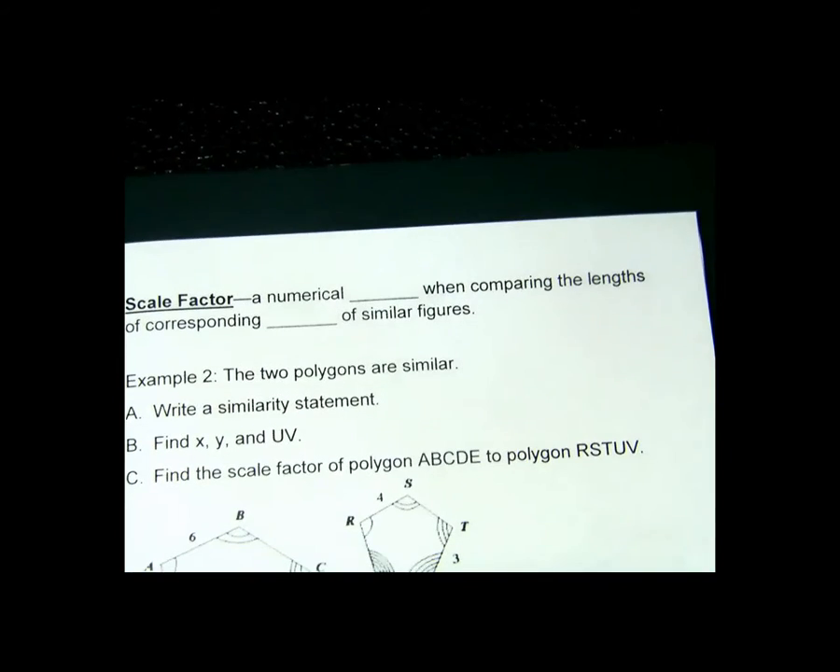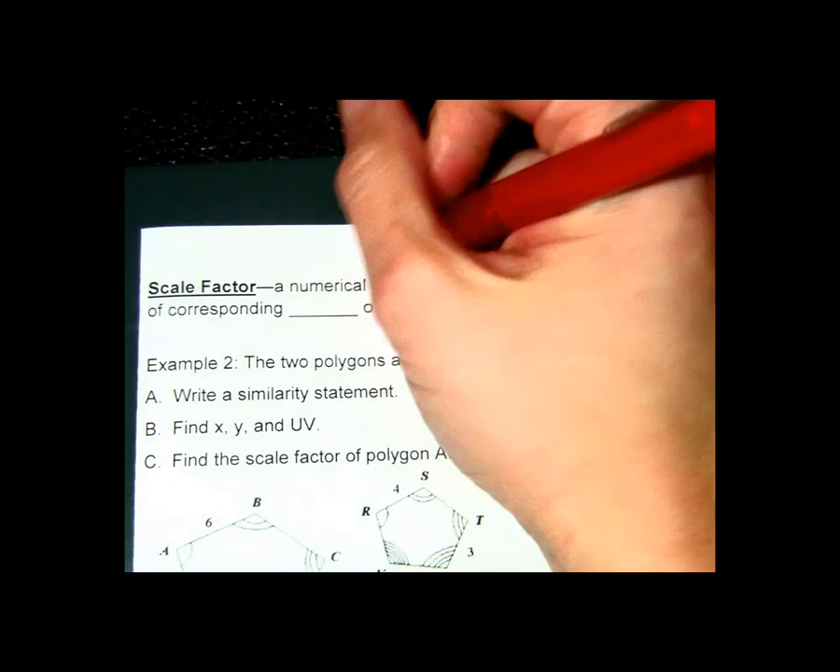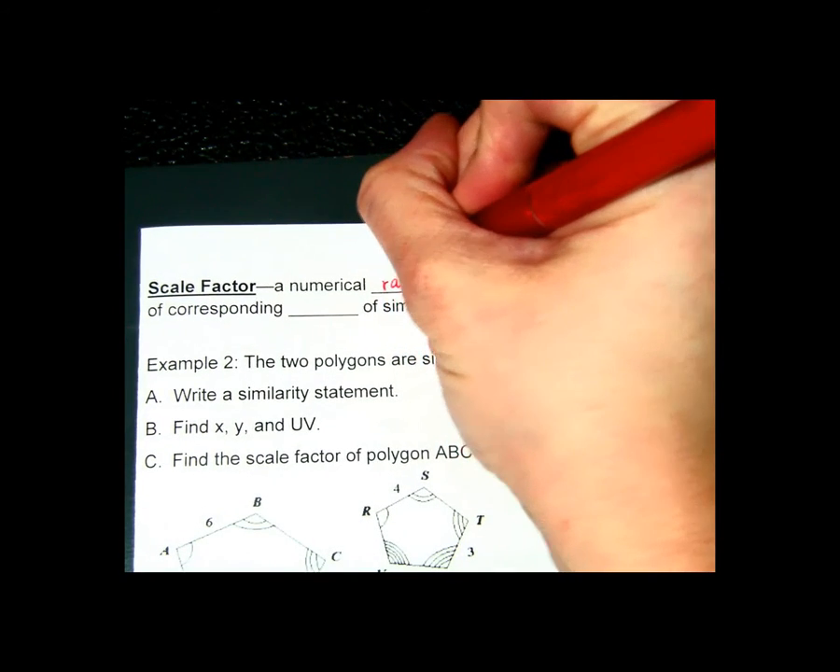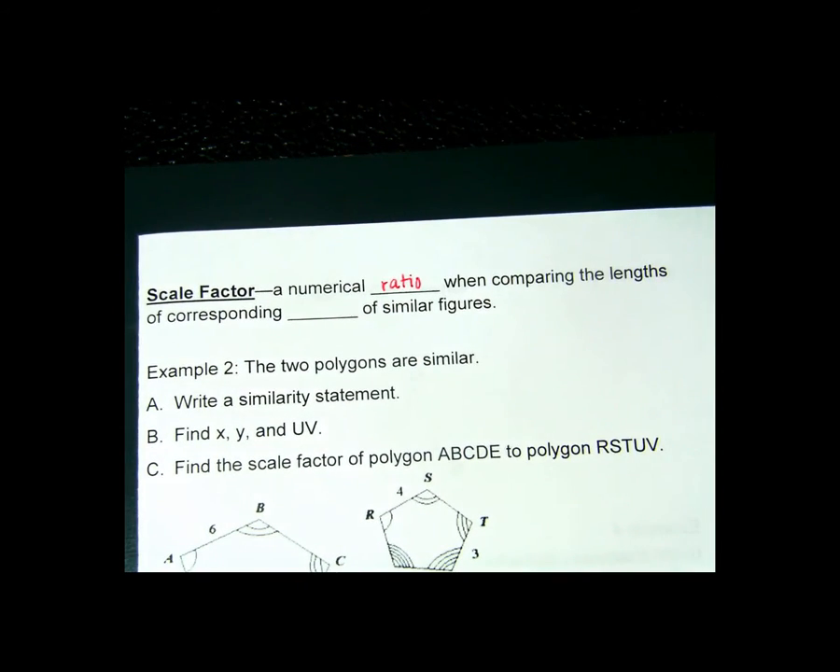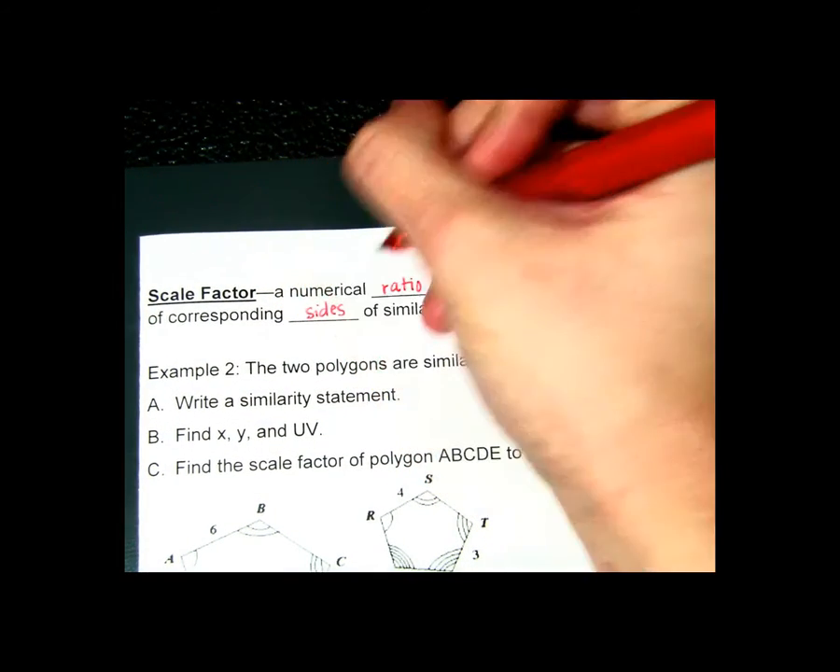Something that we just figured out is actually called the scale factor. The scale factor is a numerical proportion or a numerical ratio when comparing the lengths of corresponding sides. Since the figure we just had is in fact similar, its scale factor would have been 4/3.